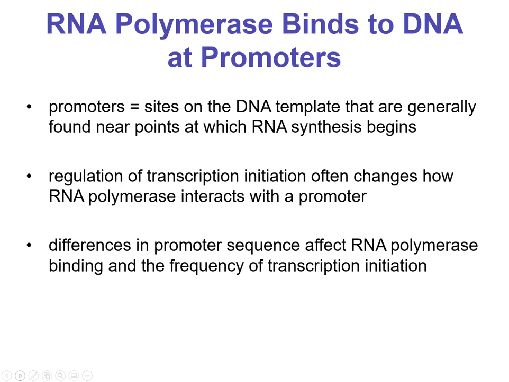So we talked about this in chapter 26, like, it just happens and there's no regulation, but there's a lot of regulation. The differences in promoter sequence affect the polymerase binding and the frequency of transcription initiation. So this is just one level of regulation. If you don't have a lot of RNA polymerases sitting down on those promoters, then you're not going to have much of the mRNA transcript, which means you're not going to have protein.